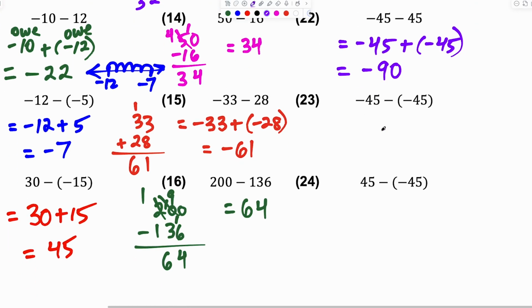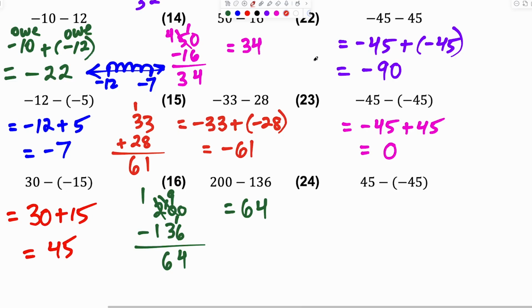Question 23, though, which is exactly what I was talking about from before. In this case, we have negative 45 plus 45 because when we subtract a negative, the operation changes to addition. And then negative 45 plus 45 is equal to 0 because these two numbers are additive inverses.